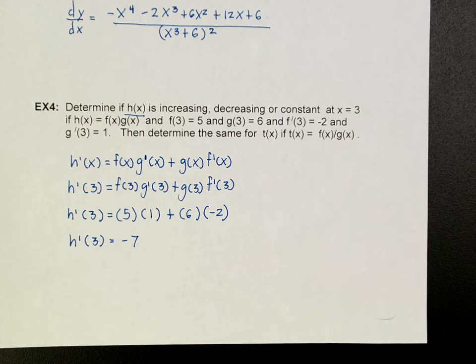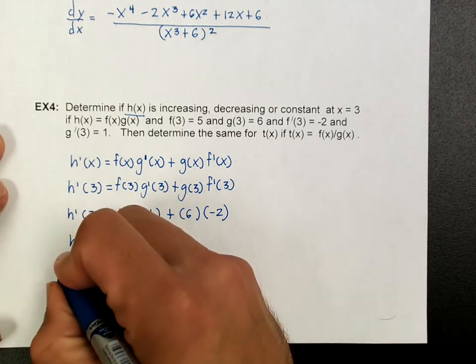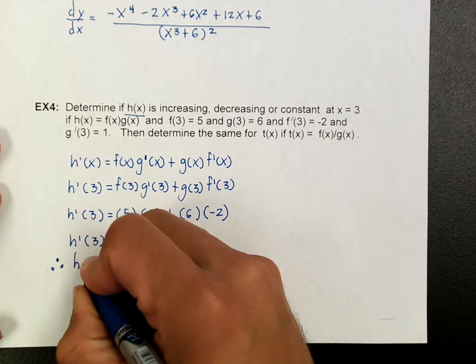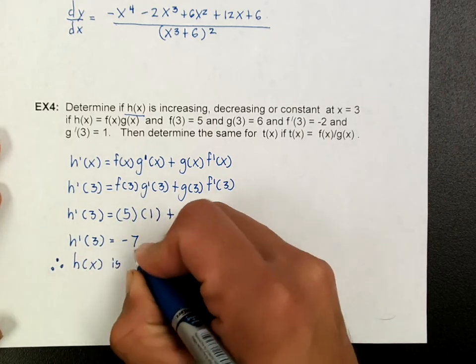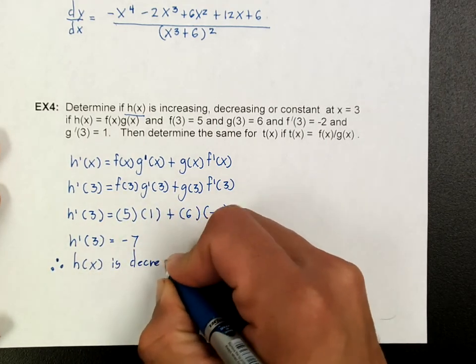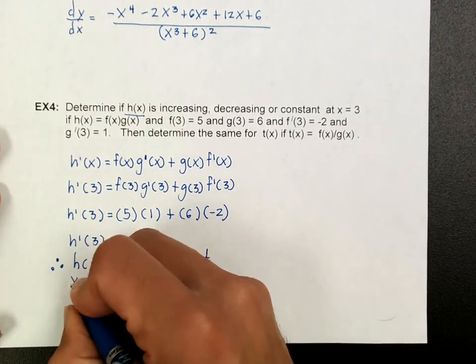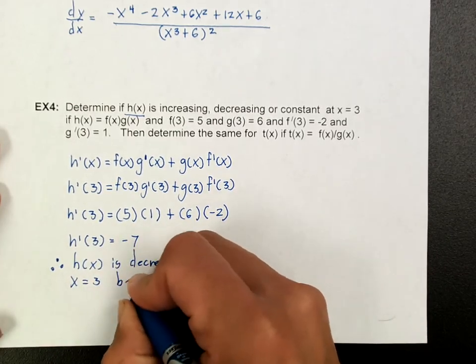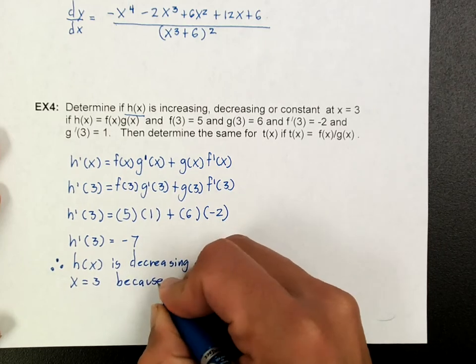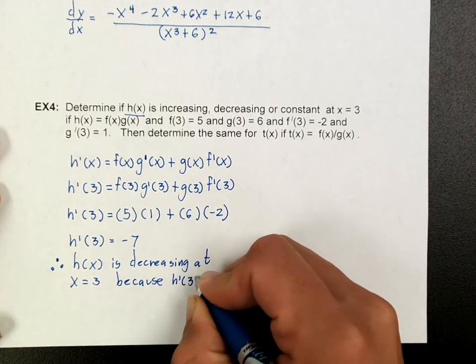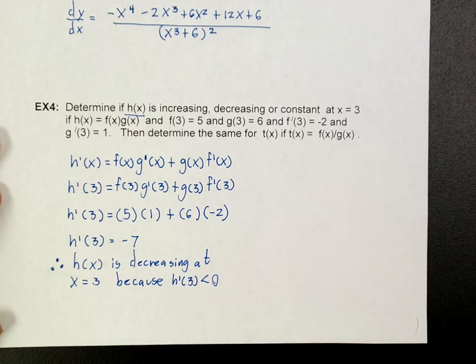Therefore, because this is negative, h of x is decreasing at x is equal to 3 because h prime of 3 is negative. And I'm just going to say negative like that, okay?